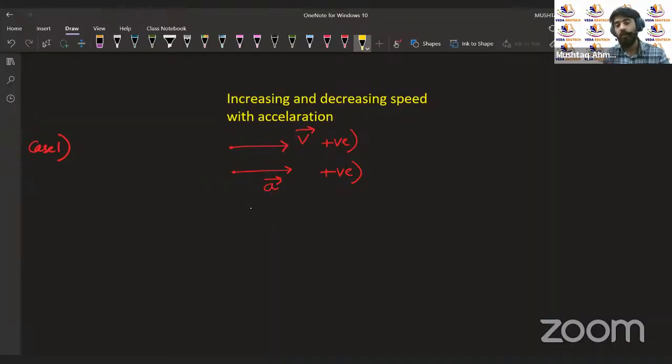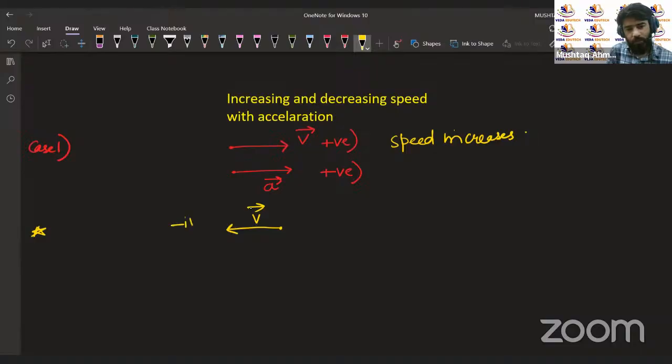So it means that if the velocity and acceleration are directed along the same direction, then it's a case where the speed will be increasing. Speed increases in this case. Another case: suppose that velocity is in this direction, along the negative direction, and the acceleration is also along the negative direction.